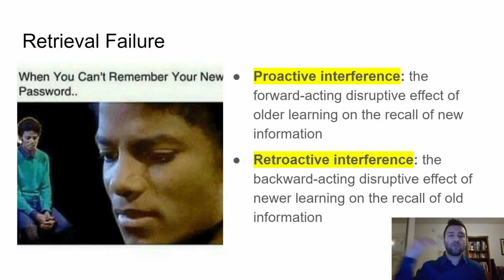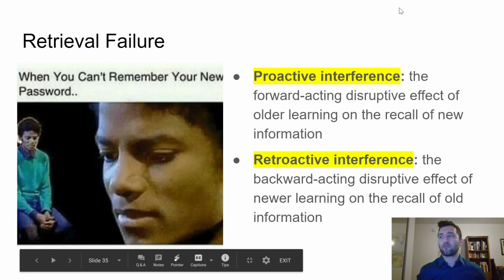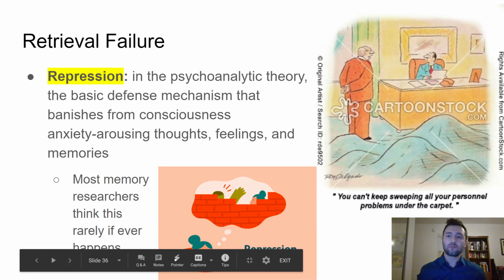So that's where new information is getting in the way of something old. So again, proactive is old getting in the way of new. Retroactive is new getting in the way of old. All right, and again, these are both types of retrieval failure. We can also talk about what is called repression.